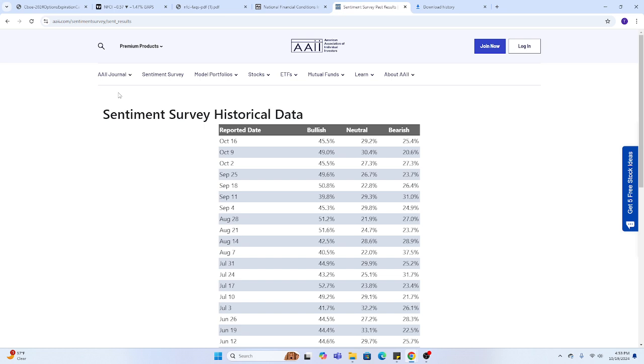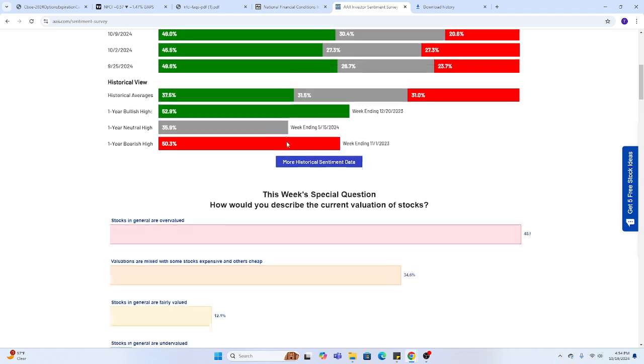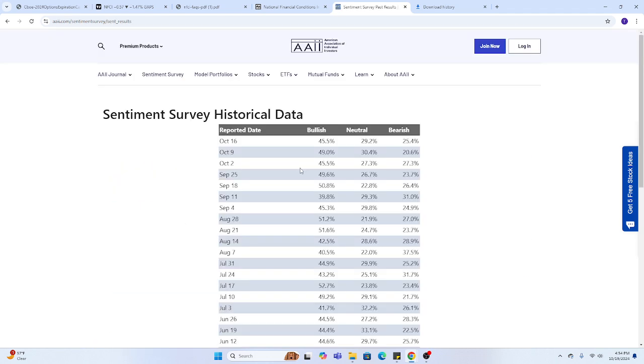It's AAII.com. Once you go to AAII.com, just click the sentiment survey. Once you click the sentiment survey, you don't even have to create an account. You don't have to pay. Click the sentiment survey and then click more historical sentiment data. Now, I've actually used this and it's come in handy for me, especially if I'm doing a 2, 3, 4, like a weekly trade.